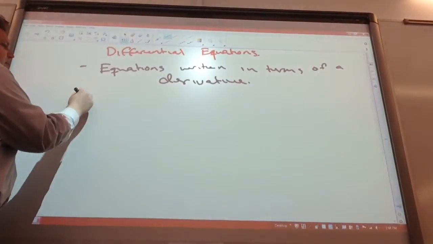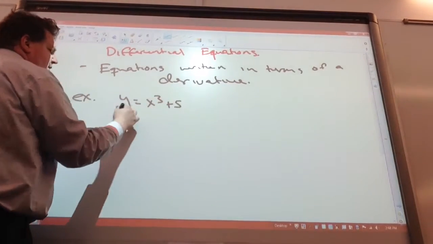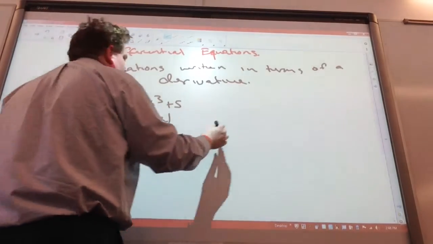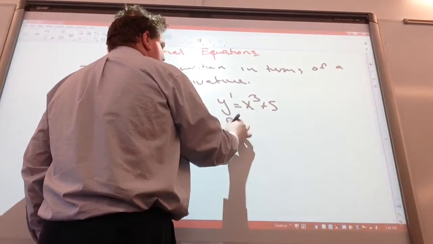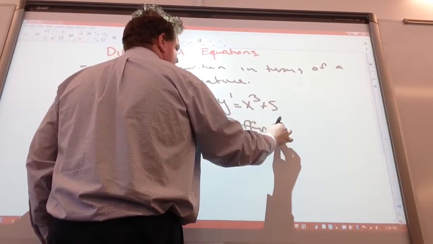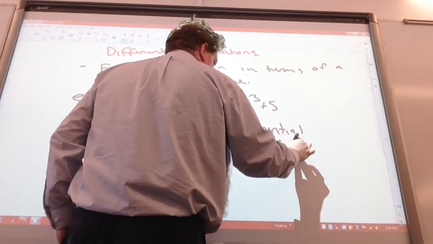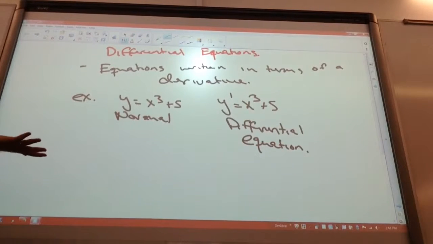Okay, so an example: y equals x cubed plus 5. This is a normal equation. But y prime equals x cubed plus 5. This is a differential equation. So basically, these are just equations written in terms of the derivative. Any problems with that? It's fairly straightforward, right?